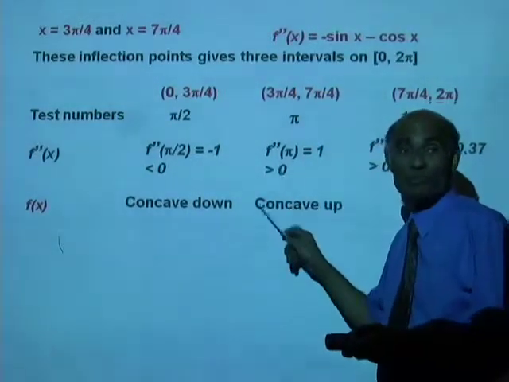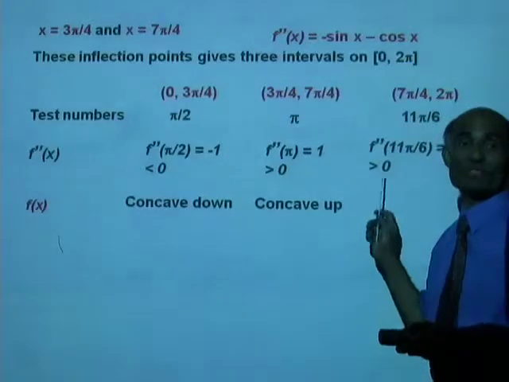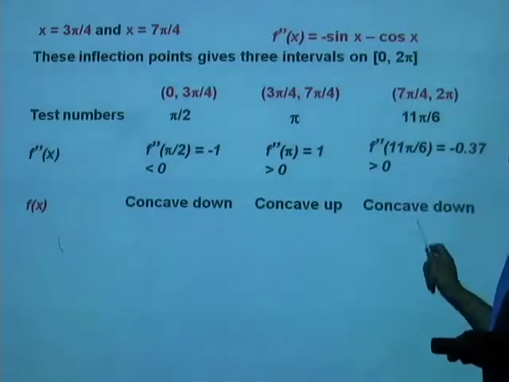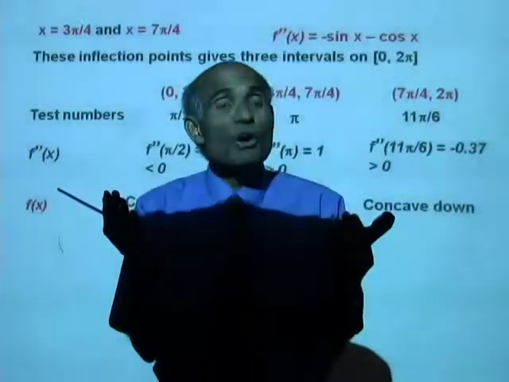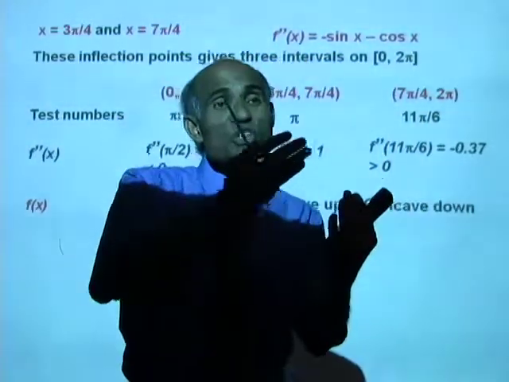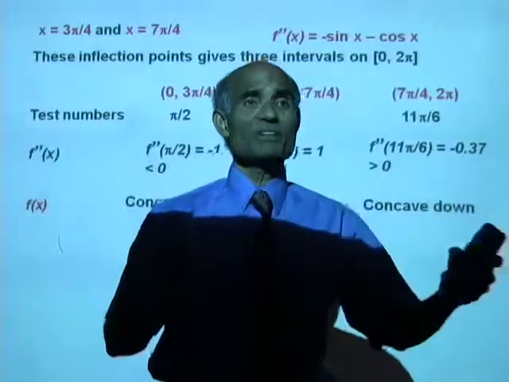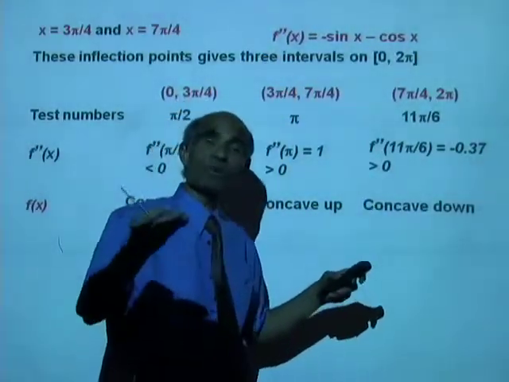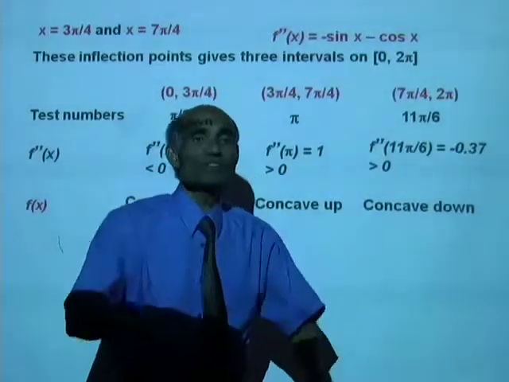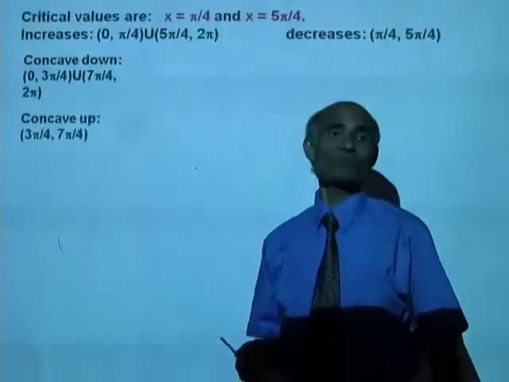Second derivative positive, concave up. Second derivative negative, concave down. Now, you know the intervals where the function is increasing and decreasing, and the intervals where the function graph is concave up and concave down. Combine all these and plot the graph of the function.